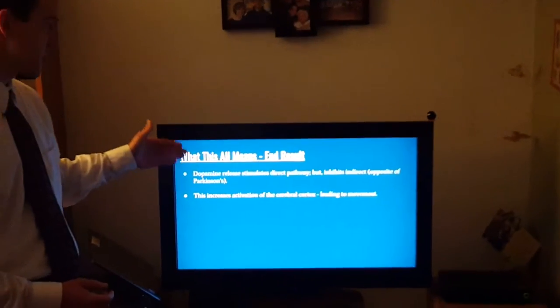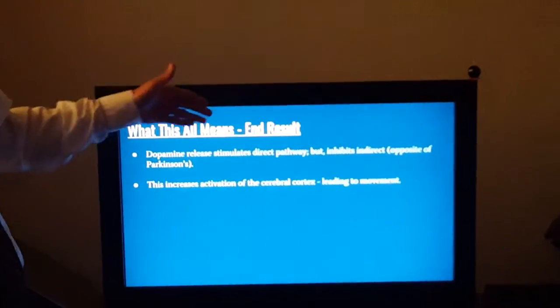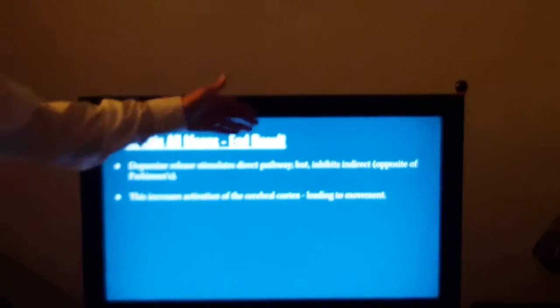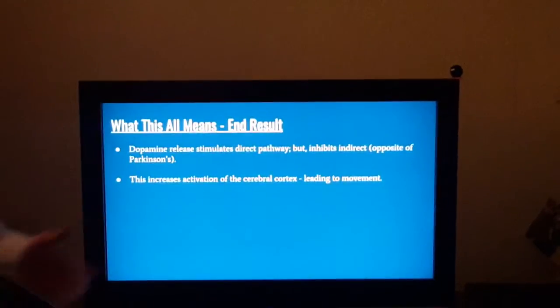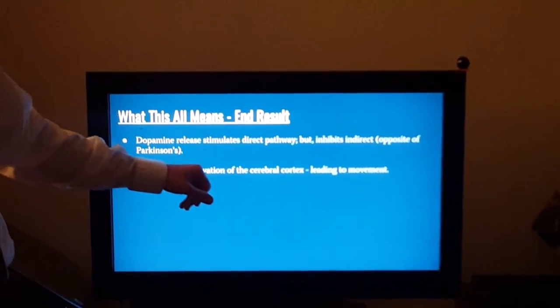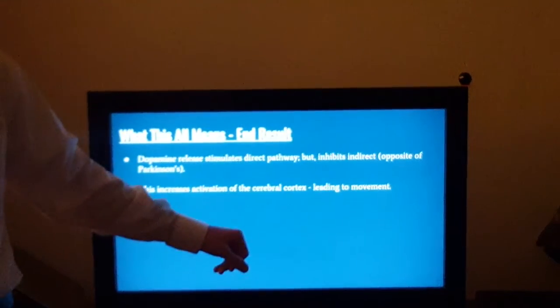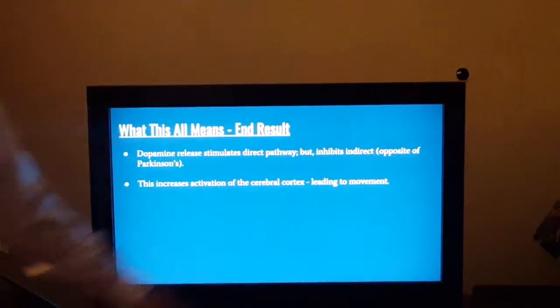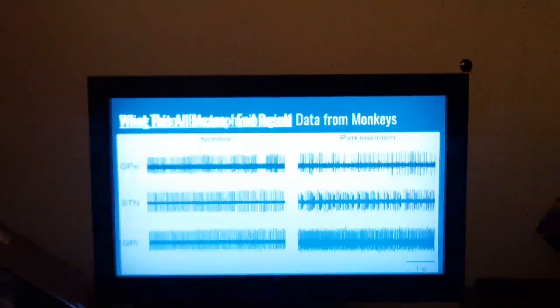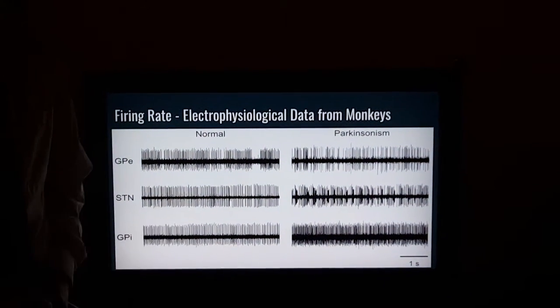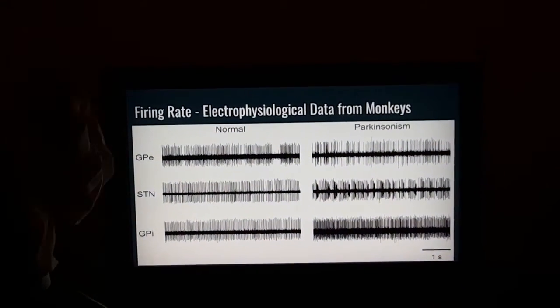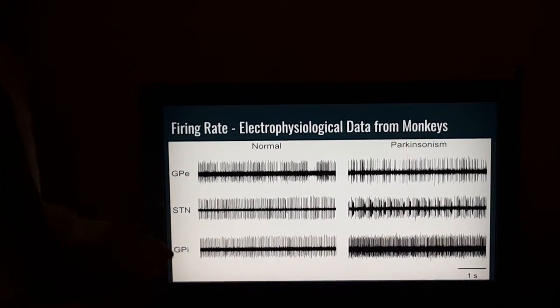The end result is that dopamine release stimulates the direct pathway, but it inhibits the indirect pathway, which is the opposite of Parkinson's, which is essentially what we want, right? So this increases the activation of the cerebral motor cortex, leading to movement, and that is in the striatum. An example of all of this is essentially what happens after you have activation of the motor cortex.